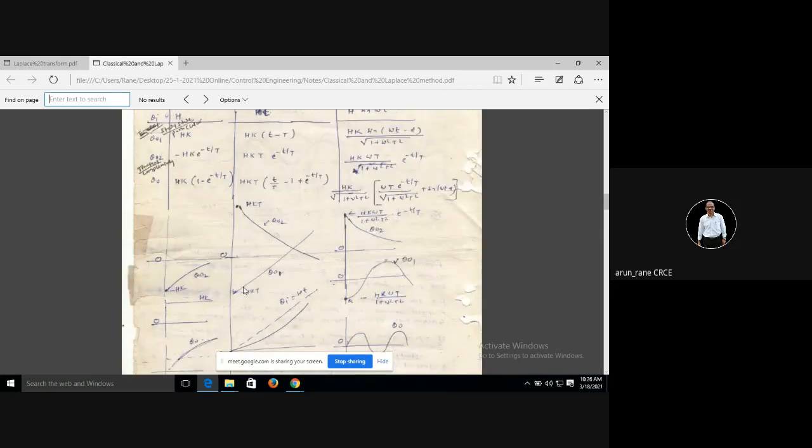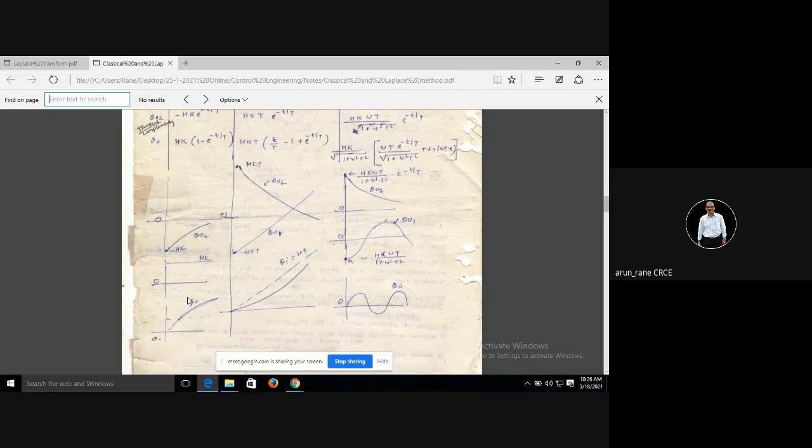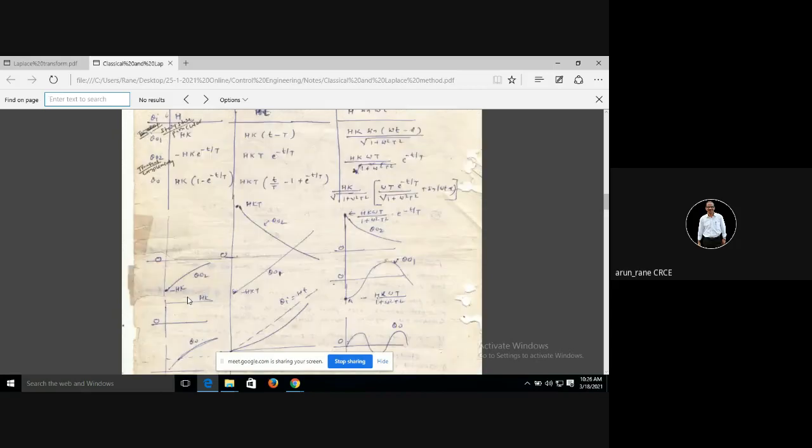Now here these are the graphs. These graphs are based on these equations. So let us study one by one now. Theta O1 is hk. How will you represent this? This is a constant. H is also constant and k is also constant. That means h into k will be a constant, isn't it?